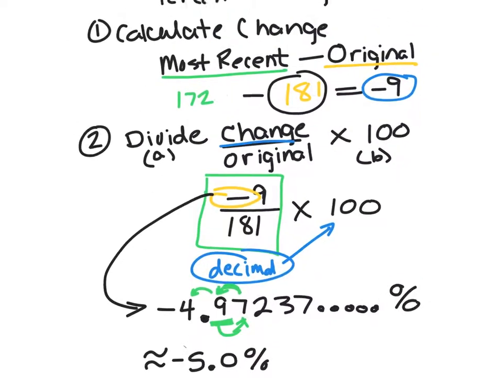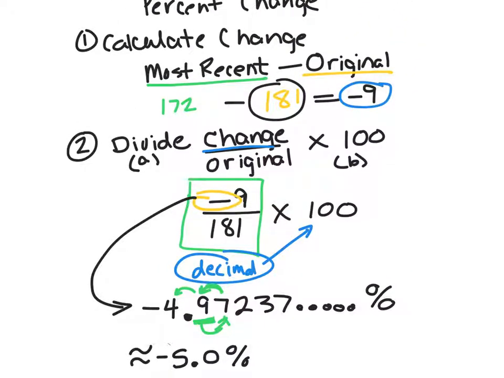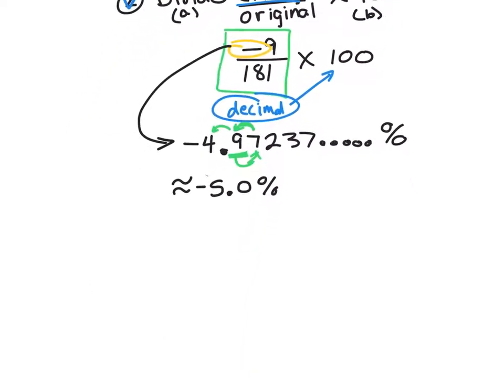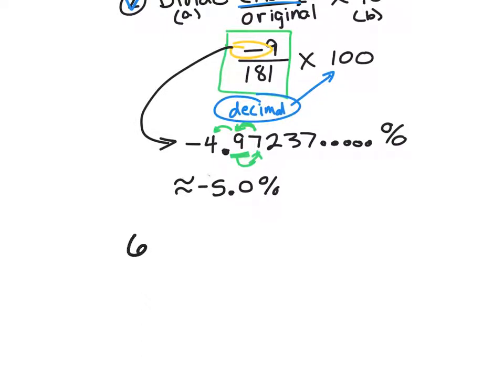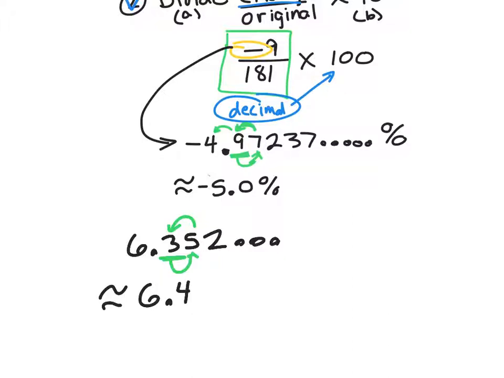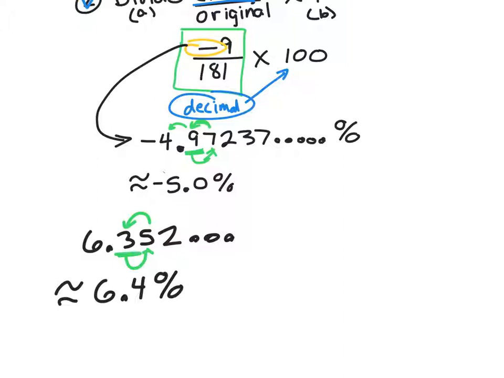I'll show you another example for the rounding just to make sure we're on the same page. So let's say I did all these steps. I calculated my change. I divided my change by my original, and then I multiplied that number by 100. And I ended up with the decimal 6.352 and a bunch of other decimals there at the end. So again, rounding to 1 decimal place, I'm going to round that 3. I'm going to look to the right, and I'm going to see that that number is 5 or bigger, which means that I'm going to round that number up. So my final answer is going to be 6.4%.